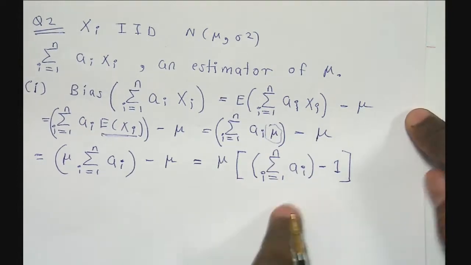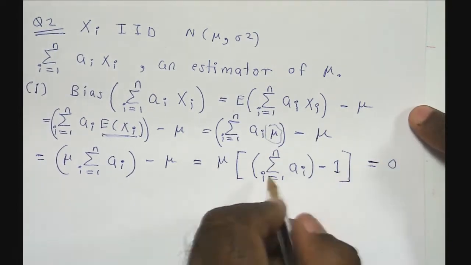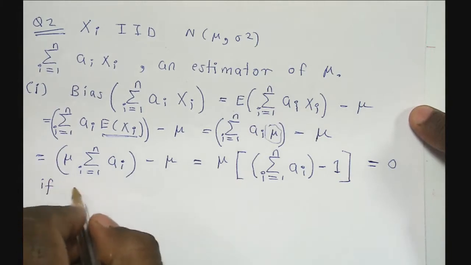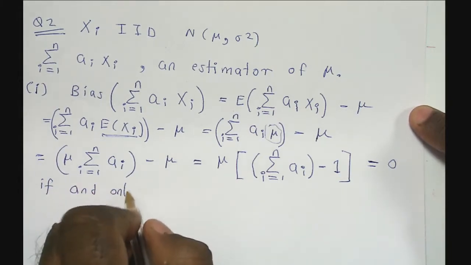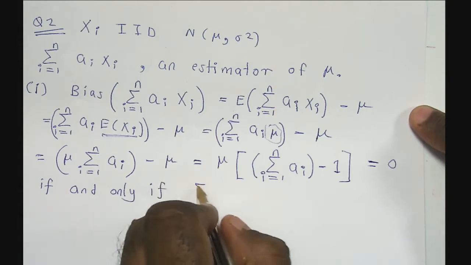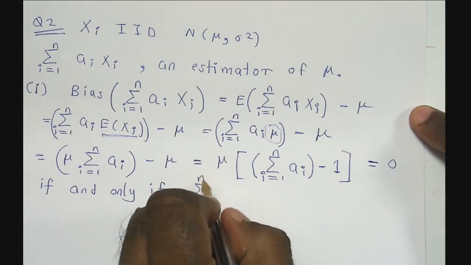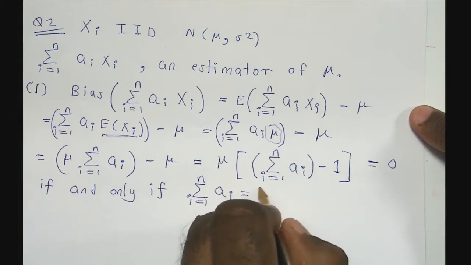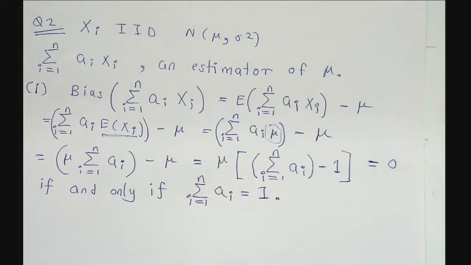The only way that this bias can be 0... you follow what I've done. This is the bias, and the only way it can be 0 is if and only if the sum of ai is equal to 1. Alright, so that proves the first part of the question. I know most of you have done this. Is that clear guys? That proves the first part of question 2.